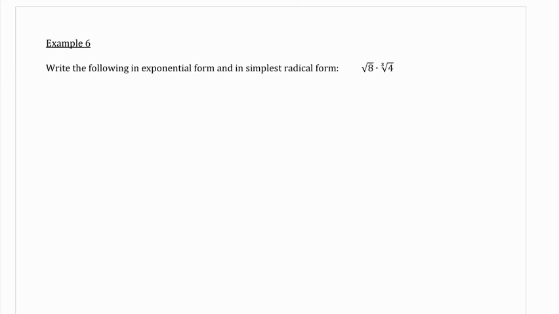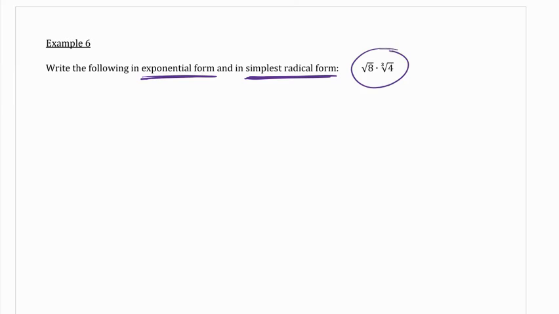All right, last type of problem we're going to look at. These can get a little bit tricky, but learning about how these work will help us with the next unit we talk about. Okay, so this one, we've got two radicals here, and it tells us to write the following in exponential form, and then we want to get it in simplest radical form.